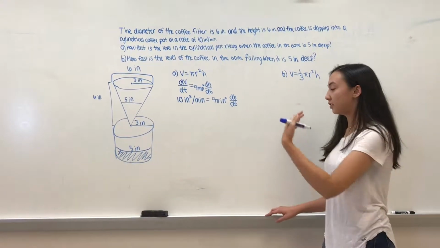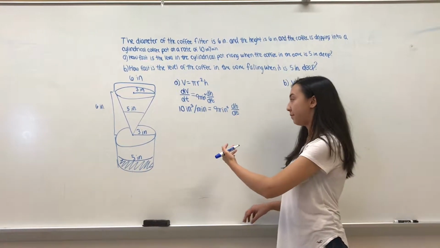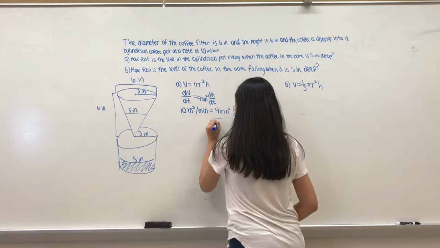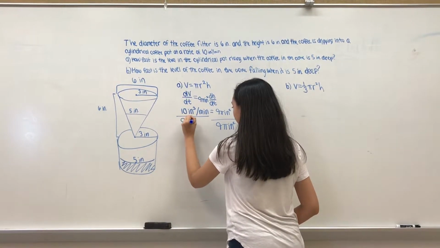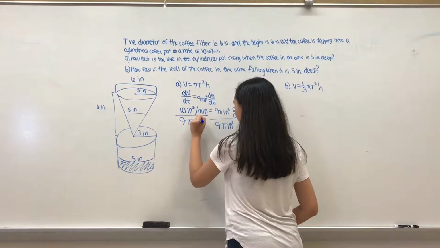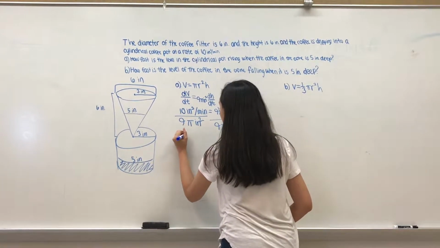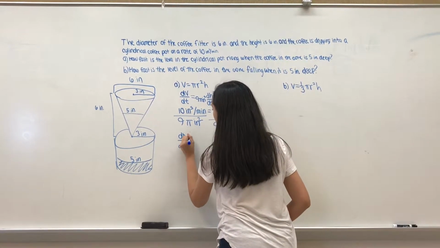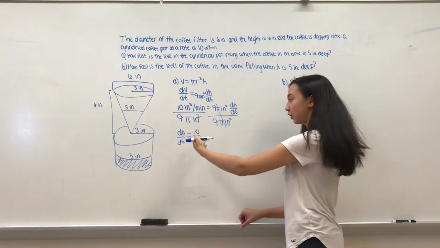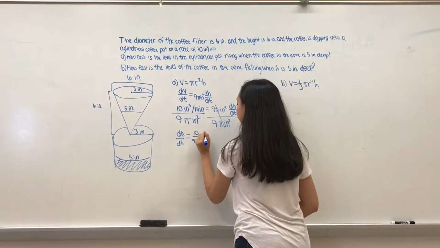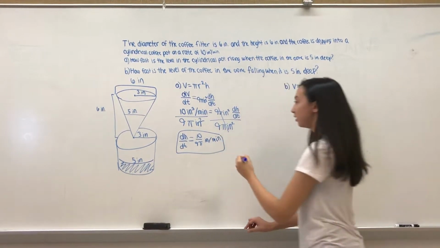Okay, now all that's left is to solve for dh dt. We can do this by dividing both sides by 9 pi inches squared. So this gives us that dh dt equals 10 over 9 pi. And since this is inches cubed and this is inches squared, it becomes inches per minute. So this is our answer to part A.